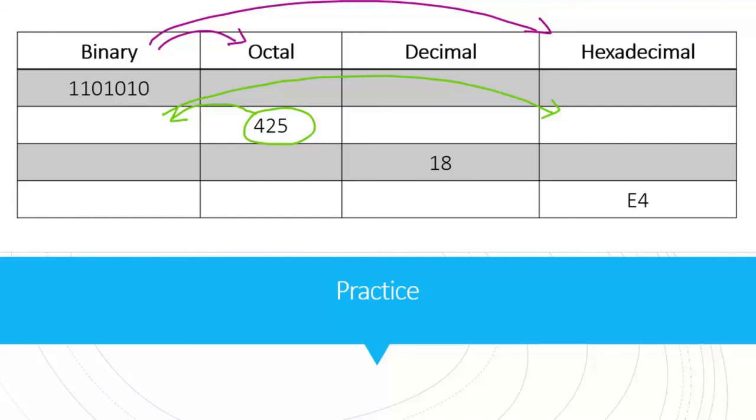Finally, how will I convert octal 425 to its decimal equivalent? Once again, I'm going to read into decimal. I'm going to take each digit of the octal number, read it in its place value, and that will give me the decimal equivalent.